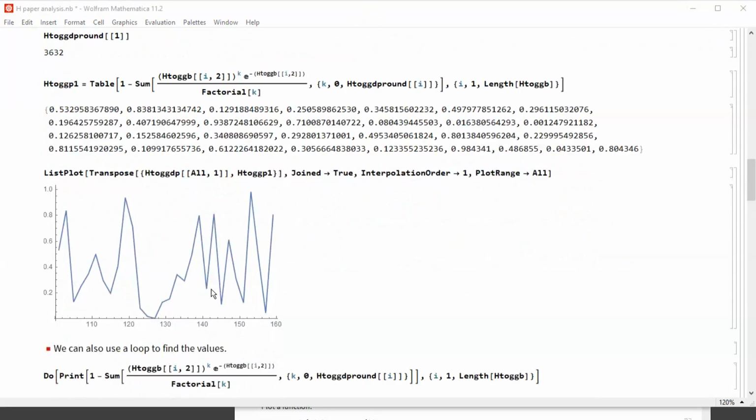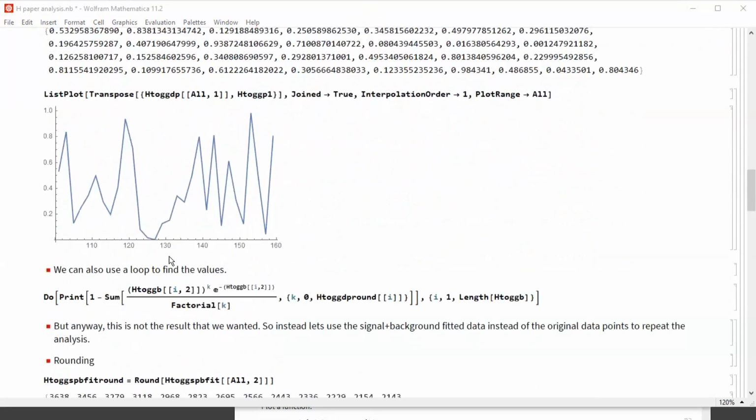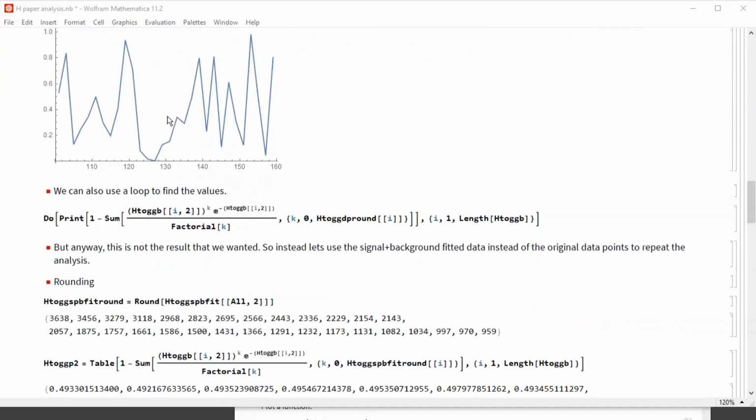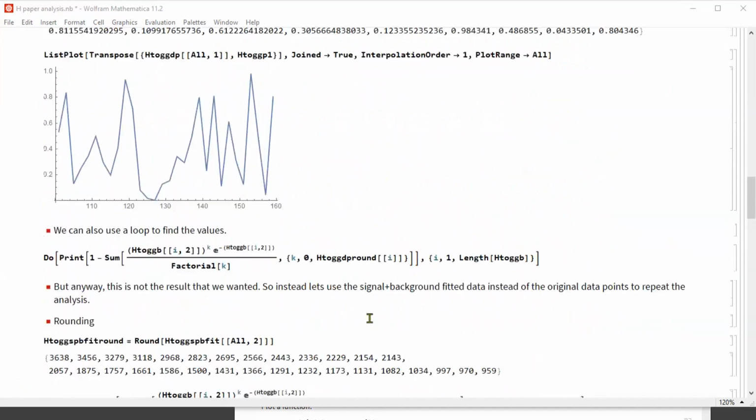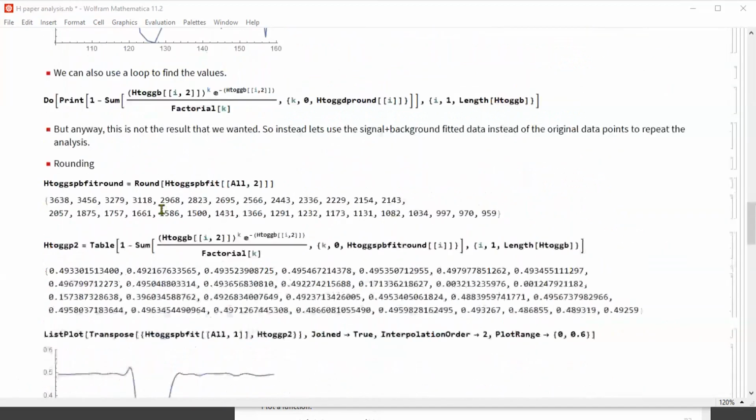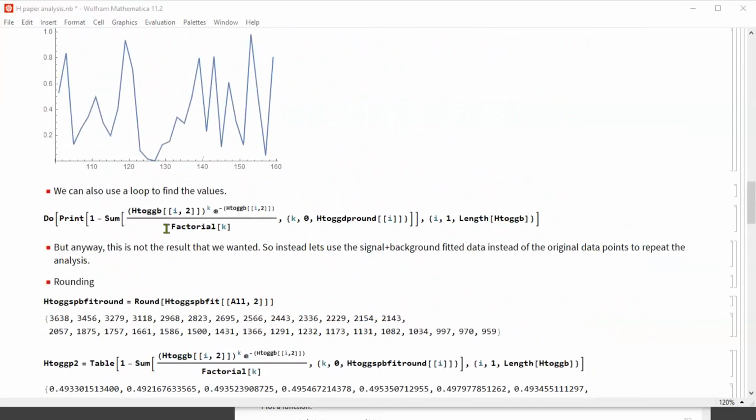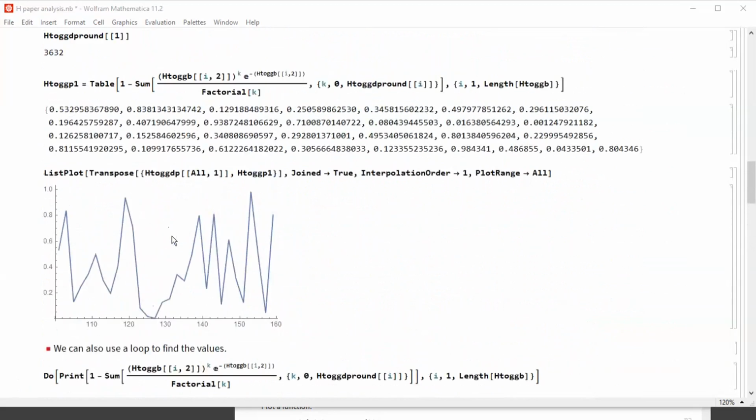However, if I do use the data points from the fitted line instead of the actual black dots, I would get something like this. But that is not the point. Your p-value at 125 GeV, you only get 0.1. Let me see. It's 0.